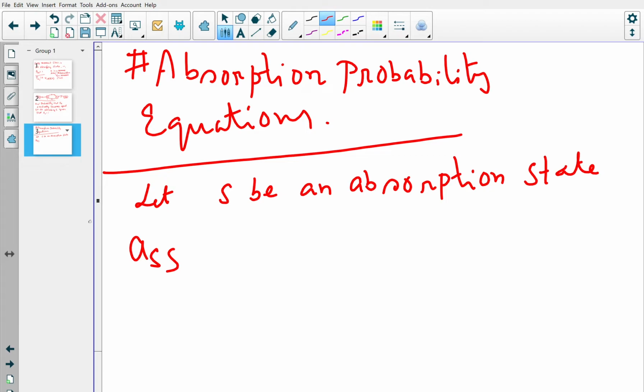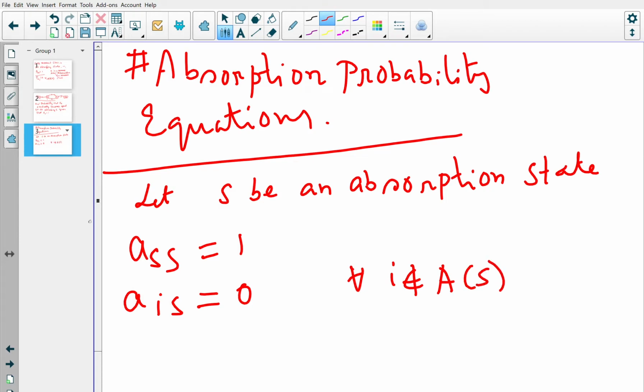That is always 1 for S. Okay. And what happens if I start with somewhere outside S? So this is 0 for all i which does not belong to that class of S. Or for the time being you can assume that S is a single recurrent class consisting of only one state, then you can say that i is not equal to S. Okay, in this case. Next thing is important, what happens from other states.